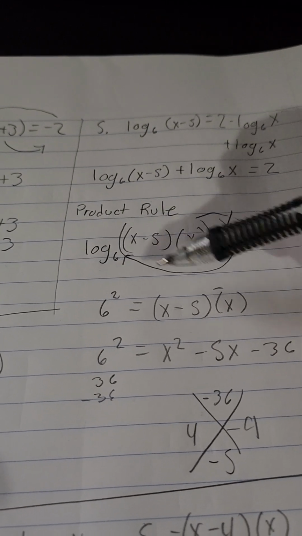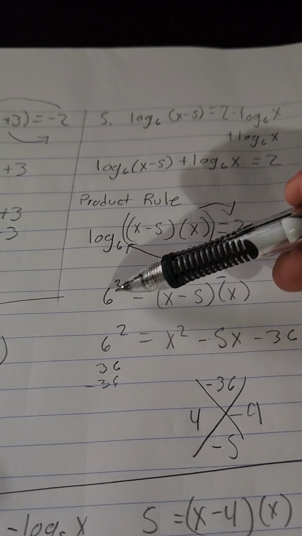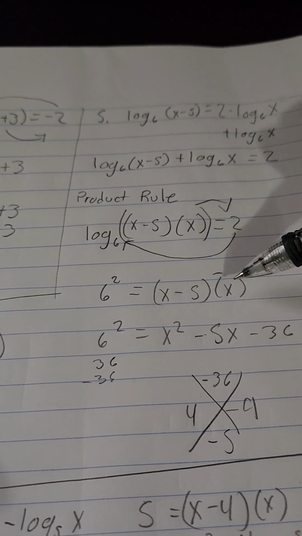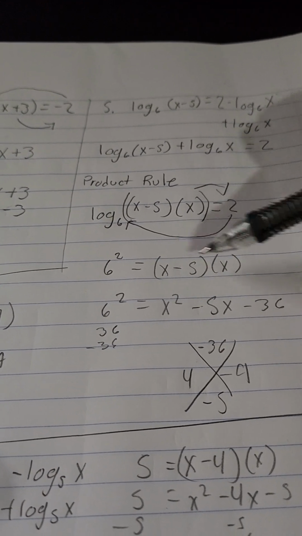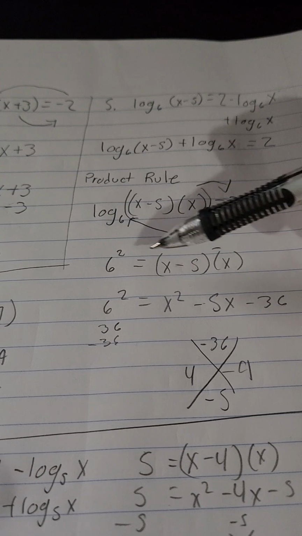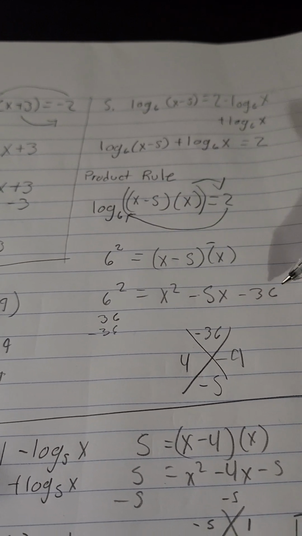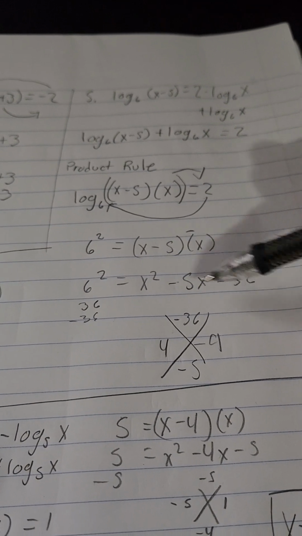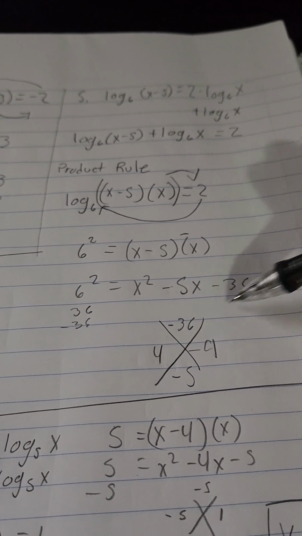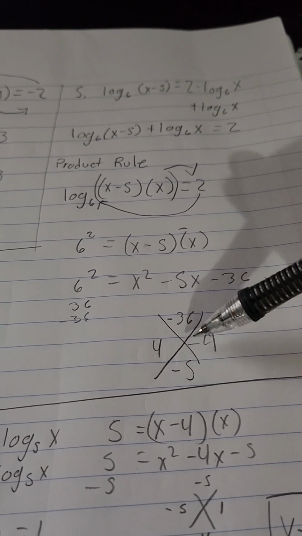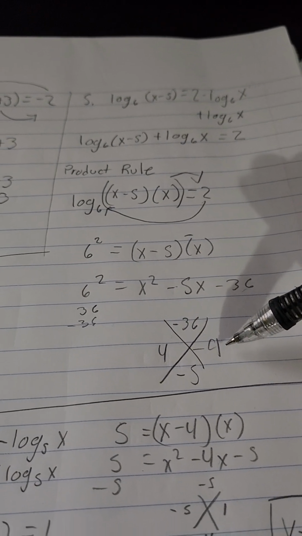All right, then you do the exponential, right? So 6 squared equals (x minus 5) times x, right? You distribute this, x squared minus 5x. You could condense this down to 36, subtract 36 from both sides, and you get this whole quadratic formula, right? x squared minus 5x minus 36. 36 on top, -5, and it's 9 and 4, right?